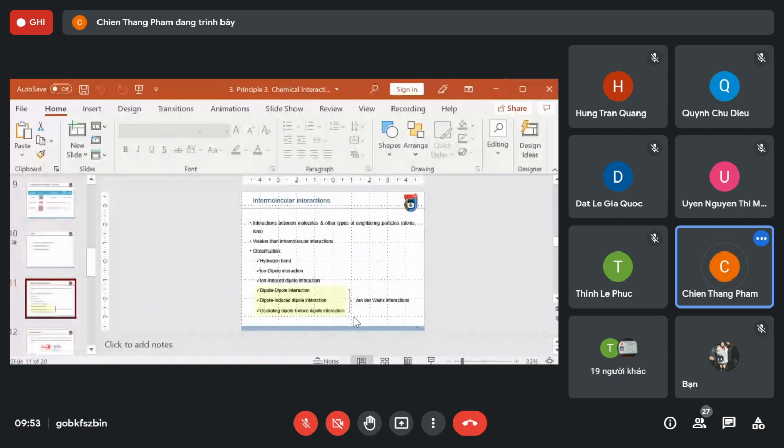Okay, so now I think we should take a little break before we continue with the intermolecular interaction, maybe 5 or 10 minutes.